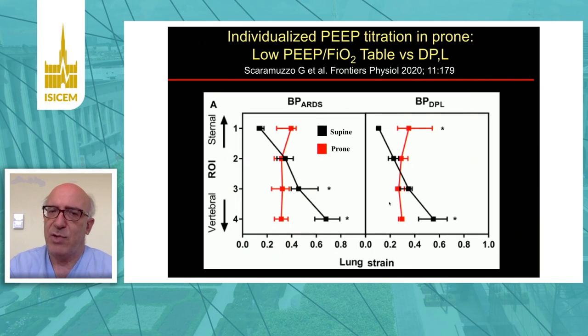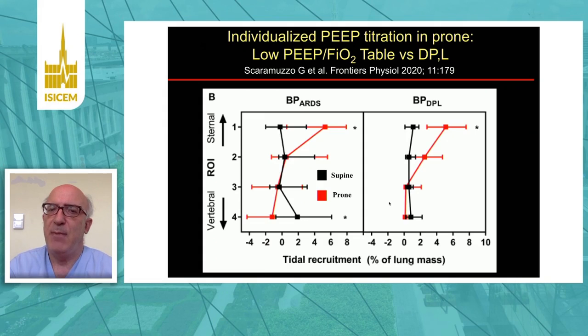When we look at the lung strain, as you can see here, there was an increase in the lung strain, especially in supine position in the vertebral areas as compared to the sternal areas, and it was much more homogeneous and less in prone position. The same was observed when PEEP was set according to the driving transpulmonary pressure. Similar data when we look at the tidal recruitment, which was of course affected by supine or prone position, but there was no major difference when PEEP was set according to the PEEP FiO2 table or the driving transpulmonary pressure.